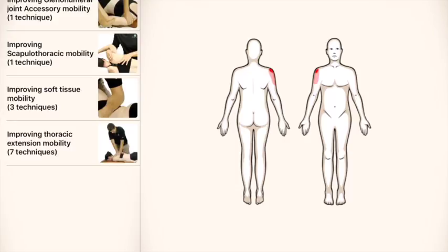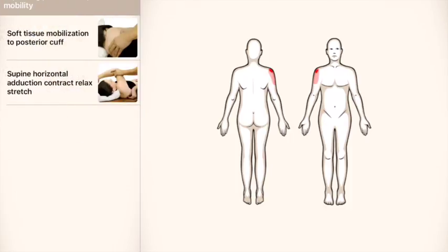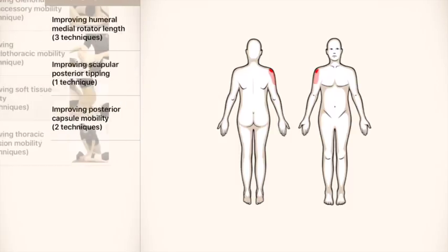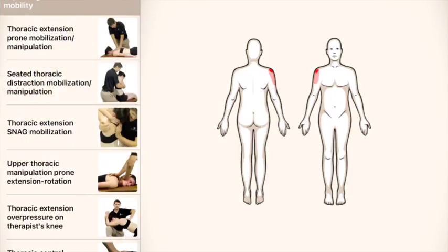There may be some soft tissues that you're going to have to improve the mobility of, right? So I might want to improve the length of the humeral medial rotators, or improve scapular posterior tipping by working on the pec minor, or soft tissue the posterior capsule and stretch the posterior capsule. And I may need to do some manual therapy to the thoracic spine to improve the mobility.